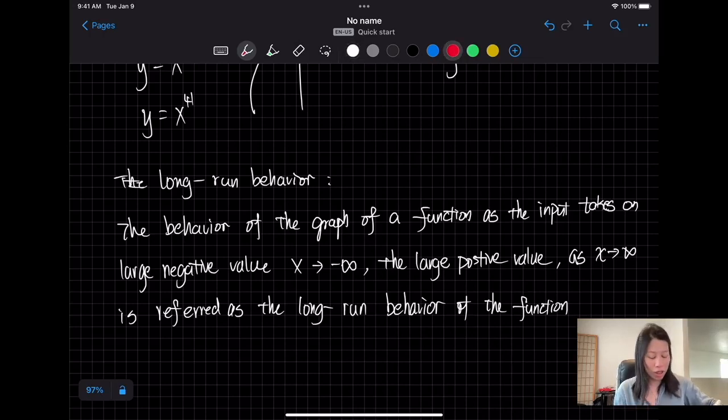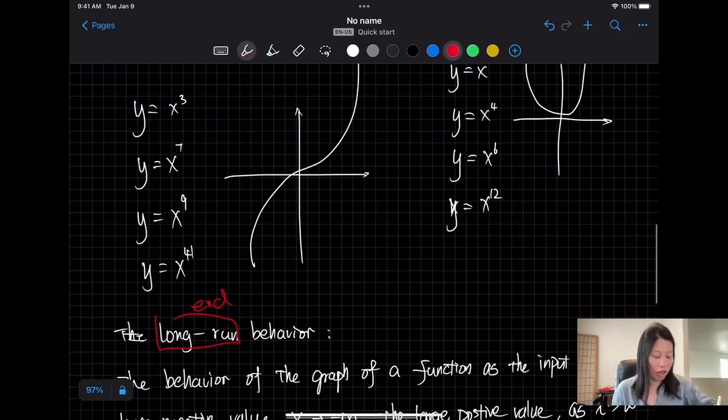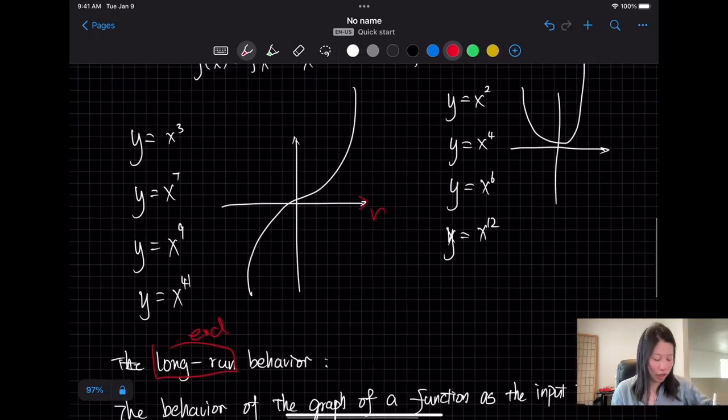In some textbooks, they may call this the end behavior, which means what does the end look like? Straightforward. So now take a look. As x goes to infinity, x has two directions, either positive infinity to the right or negative infinity to the left, right? So if x gets bigger and bigger, the graph goes up, right? So this is the end behavior. And also, as x goes to negative infinity, y goes down. This is another end behavior.